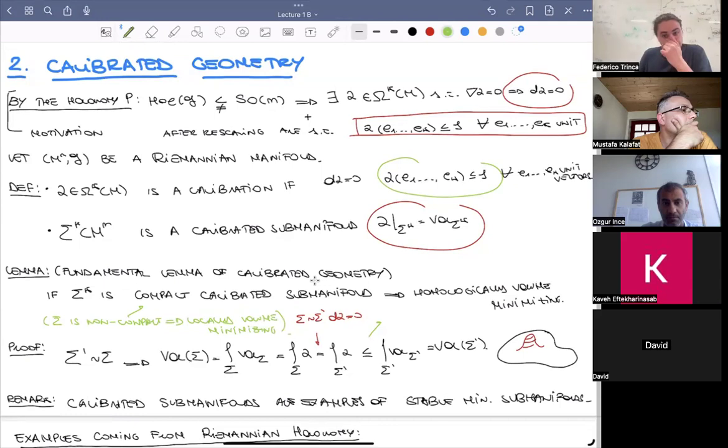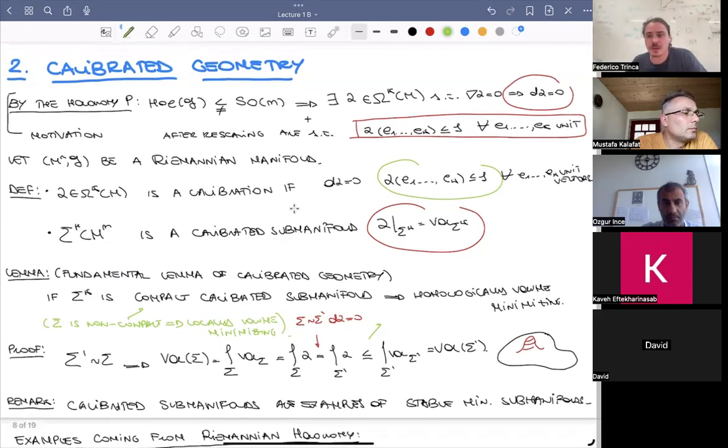Okay. Any questions on this lemma and the definition of calibrated manifolds?